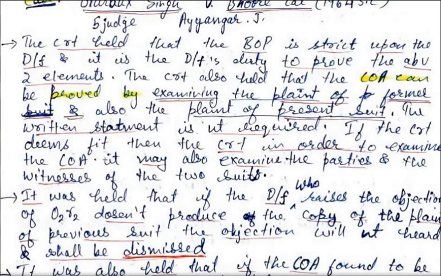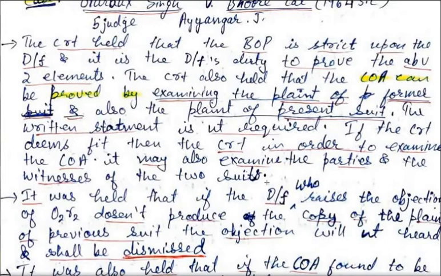If the court deems fit, then the court, in order to examine the cause of action, may also examine the parties and witnesses of the two suits. मतलब कोर्ट मान लो पिछले सूट का cause of action देखता है, तो कोर्ट प्लेंट की कॉपी देखेगा कि what legal right were involved, and the court accordingly will see what was the cause of action, that what right is involved and what right is violated.